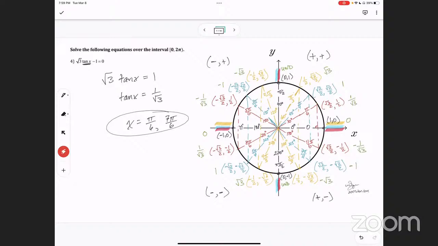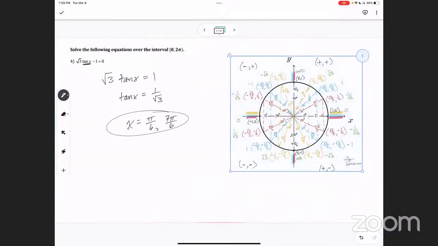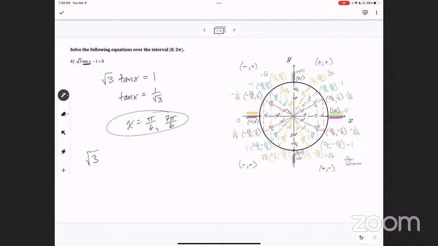Like for instance, they'll do stuff like, I'll even make this trickier just to show you an example. The next thing they might say is, solve this equation: the square root of 3 equals tangent 2x minus 1 equals 0. Solve that equation. What did I just do to my problem? What did I change by putting a 2 into here?